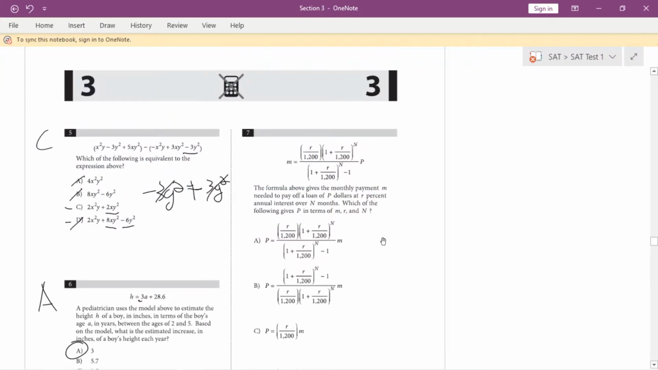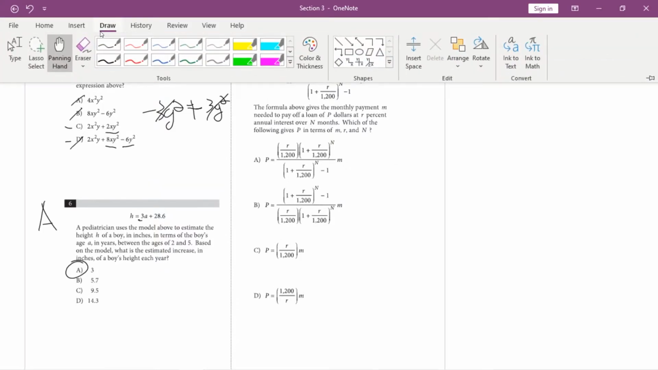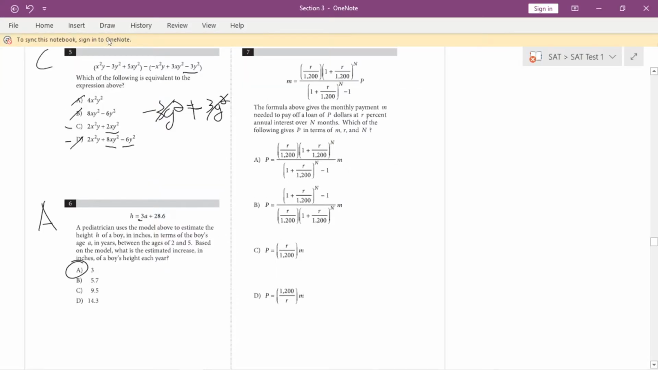And then let's take a look at number 7. Number 7 says the formula above gives a monthly payment M needed to pay off a loan of P dollars at R% annual interest over N months. Which of the following gives P in terms of M, R, and N? So I want P, and if I check my option choices, all of them actually have P by themselves, which is a good sign. So even if you didn't understand what this said, you knew at least that you want to get P by itself.